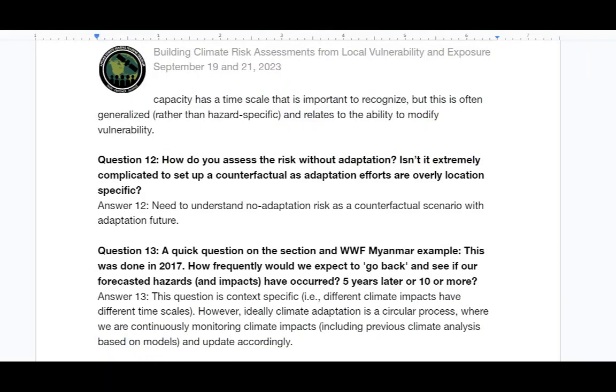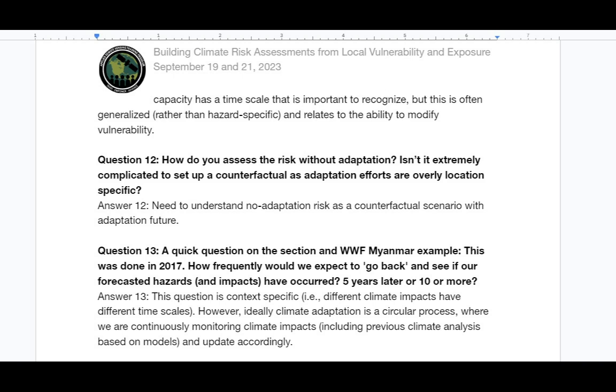Great, thank you, Alex. Question 12: how do you assess the risk without adaptation? Isn't it extremely complicated to set up a counterfactual as adaptation efforts are overly location specific? So there's a couple of different ways we can do this. We can look at impacts in the past. And in this sense, the counterfactual would be, what if we had adapted in the past? That's a specific set of historical counterfactual information that you could consider.